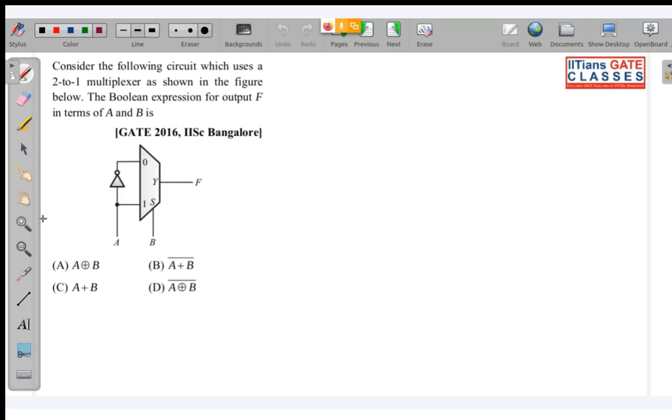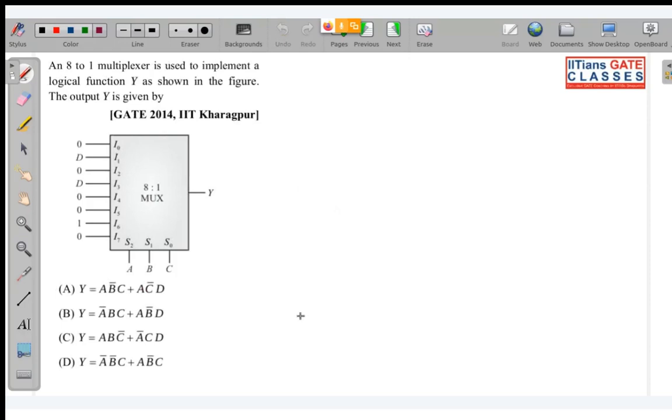Answer D, you people are telling. Okay. So look over here. This is very simple. This is A. This is A complement. So this F will be B complement A complement plus B A. So that is A XNOR with B. So option D. Very simple.